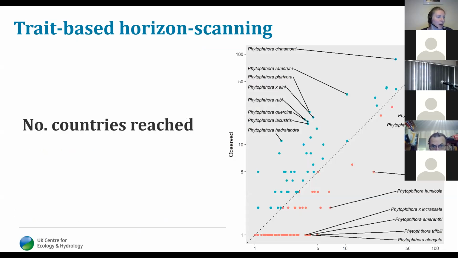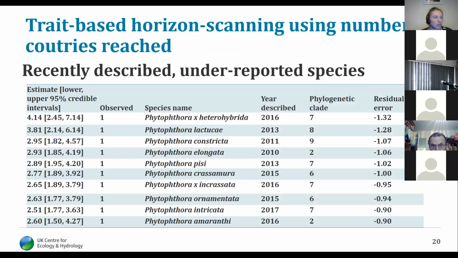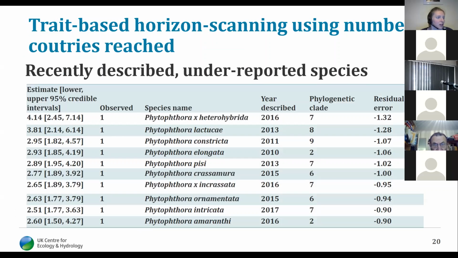And then we can also compare the observed and predicted impacts from these trait-based models to try and identify those species who have reached a lot fewer countries than the models would have predicted based on their trait values and phylogenetic position. This is a list of Phytophthora species first described in the last 10 years. And here we use the trait-based models to rank them in order of their potential threat based on which have been reported in a lot fewer countries than our models would predict, given the similarity of their trait values and their close phylogenetic relationships to other high impact species.